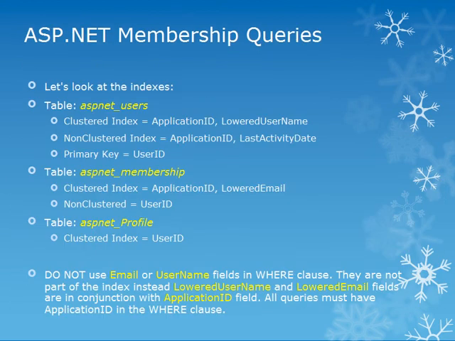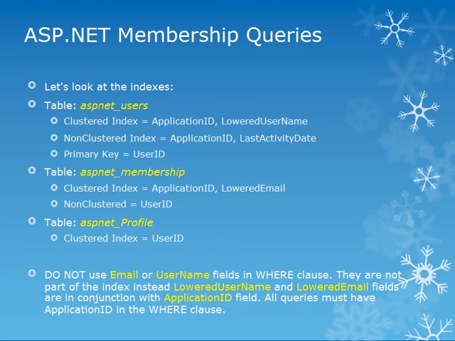So if you look at the indexes that are there on this table, there is a cluster index on the ASPNET users table that has application ID and lowered username, not the username. Then on the ASPNET membership, we have the application ID and lowered email. So you cannot use the username or email, or in fact, you cannot use directly the lowered username and lowered email. You have to put the application ID in the where clause. Otherwise, it will hit the table again.